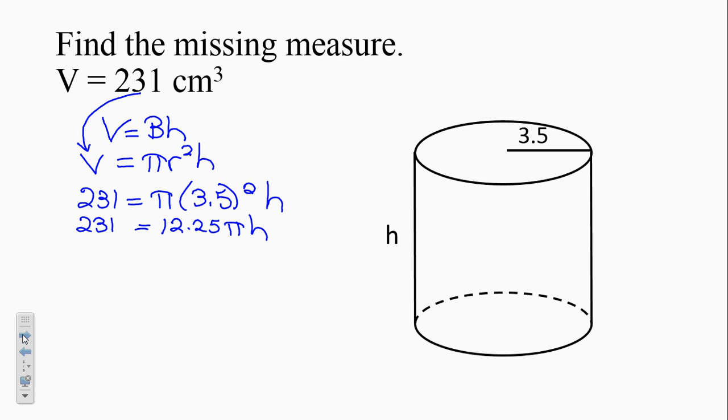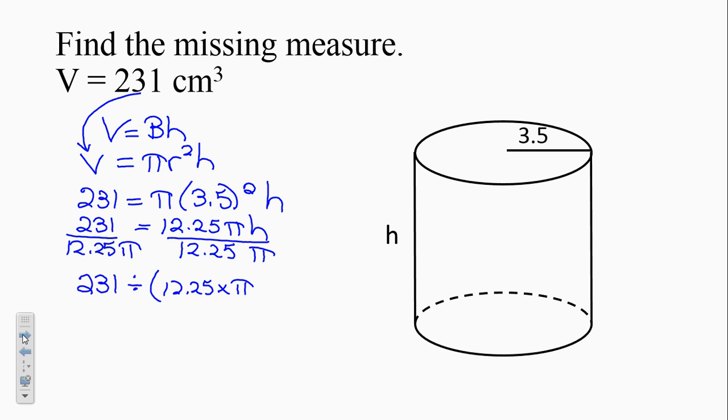But I need to get the h all by itself. So what do I have to do to get the h all by itself? Divide. So we want to divide it by the 12.25 and also by the pi. Now your calculator understands the order of operations, so you have to be careful here. We're dividing by two things. That means that we need to type in 231 divided by, and start a parenthesis because we want to divide by both of these, 12.25 times pi. Close your parentheses. Or make it two division problems: 231 divided by 12.25 equals, divided by pi equals.